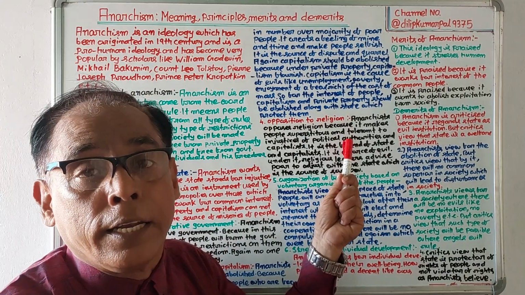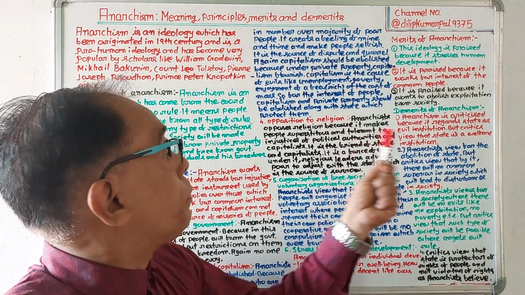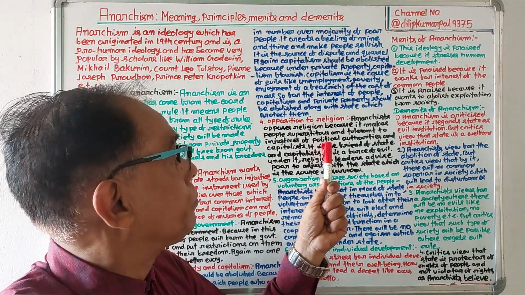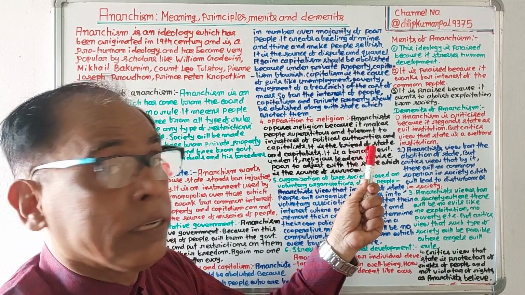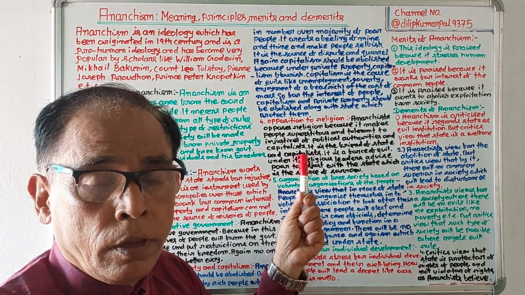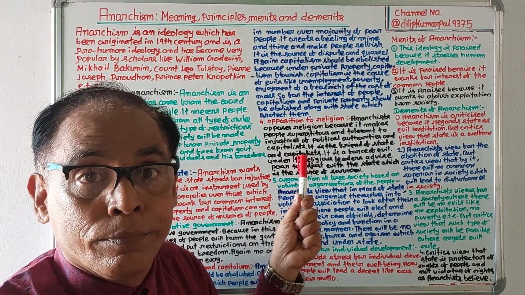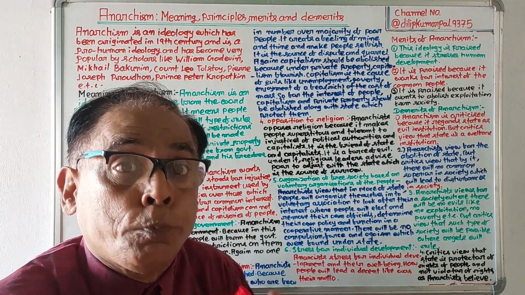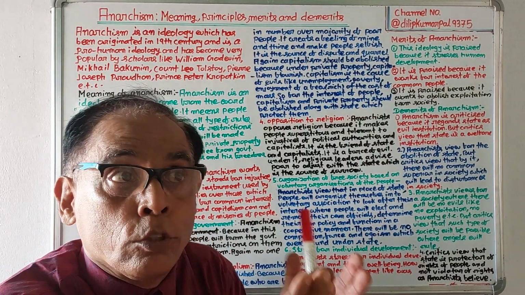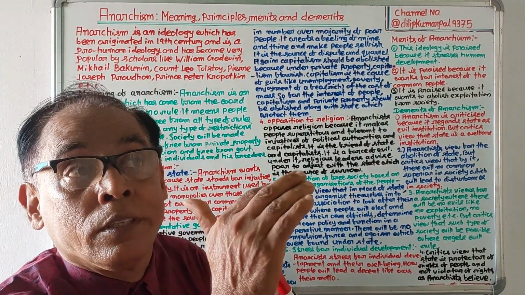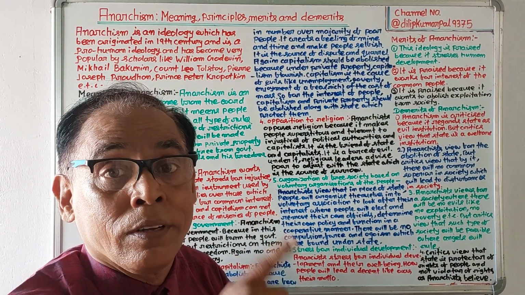Then the fourth, opposition to religion. Anarchism opposes religion. Anarchism opposes religion because it makes people superstitious and tolerant to injustices of political authorities and capitalists. Anarchism wants to abolish religion because religion makes people superstitious and makes them tolerant to the injustice of the authority which rules them, which is the state.